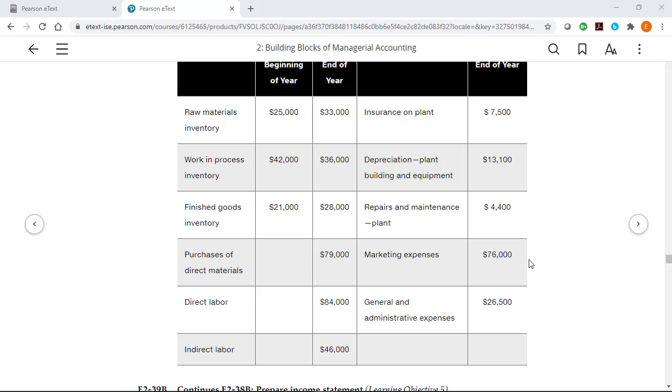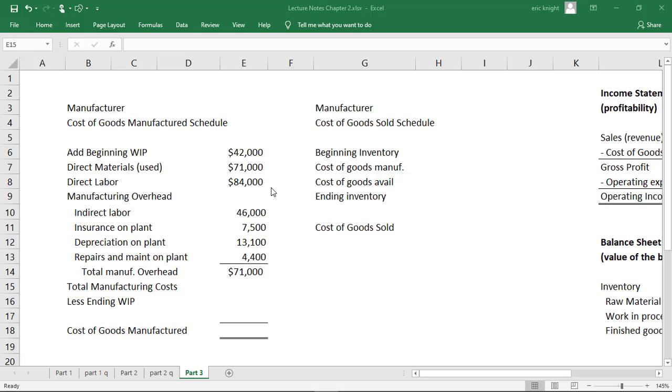So only take the insurance, depreciation, repairs, and then this indirect labor. Remember, indirect labor is another manufacturing overhead cost. So those are the costs you want to take. So I added them to my schedule here: indirect labor, insurance, depreciation, and repairs. It gives us 71,000. And if we take the work in process, direct materials, direct labor, and the 71,000 overhead, we add those up, we get 268,000.